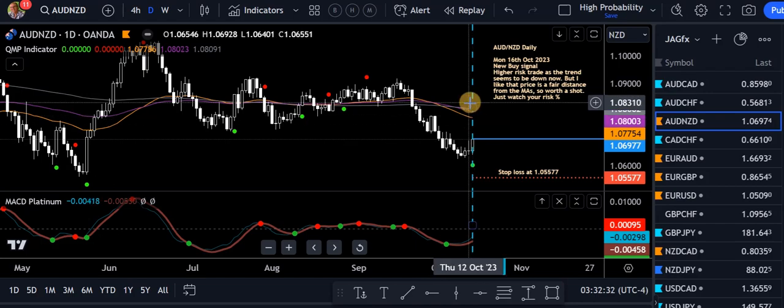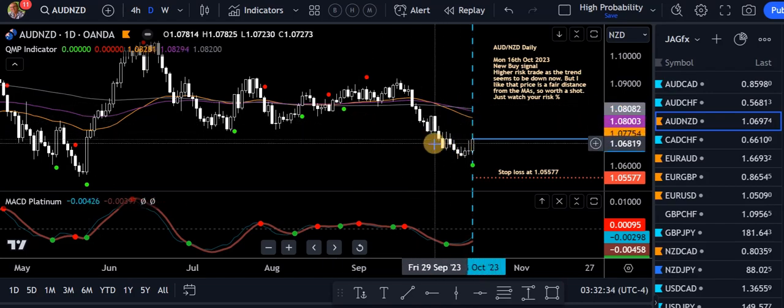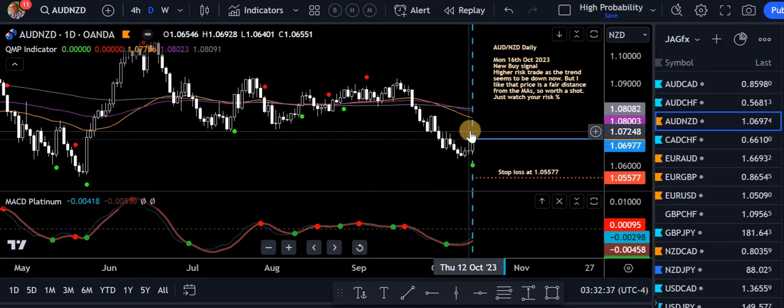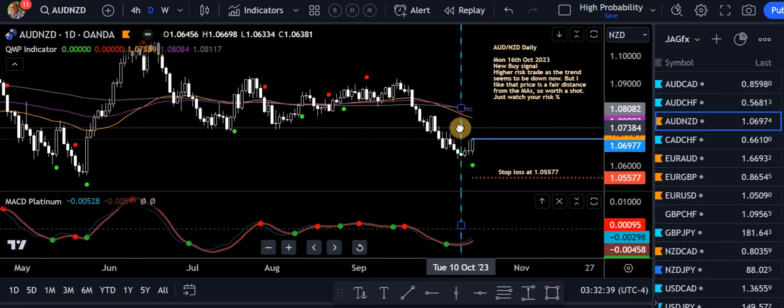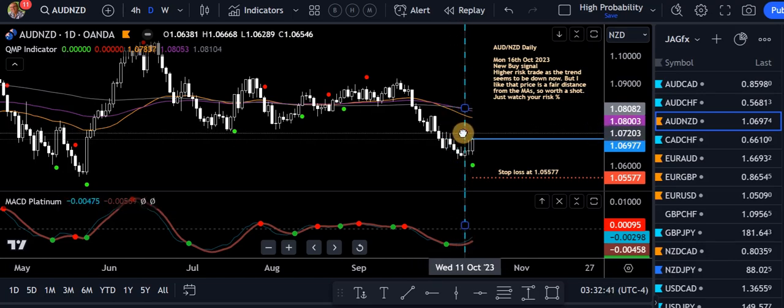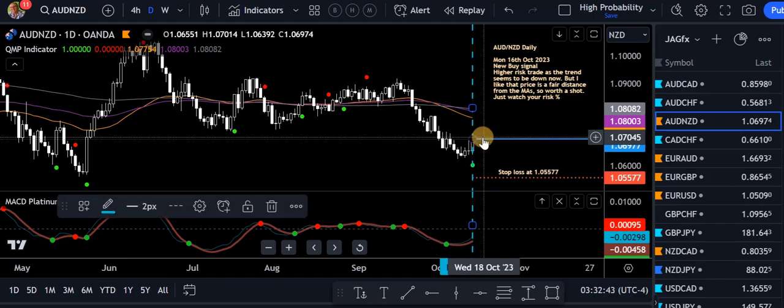It's slightly higher risk. The trend's starting to turn down. There's no supporting divergence or anything, but the price is a fair distance from the moving averages. I'll just move this line out of the way. So we're just going to take the buy on the open of Monday's candle.